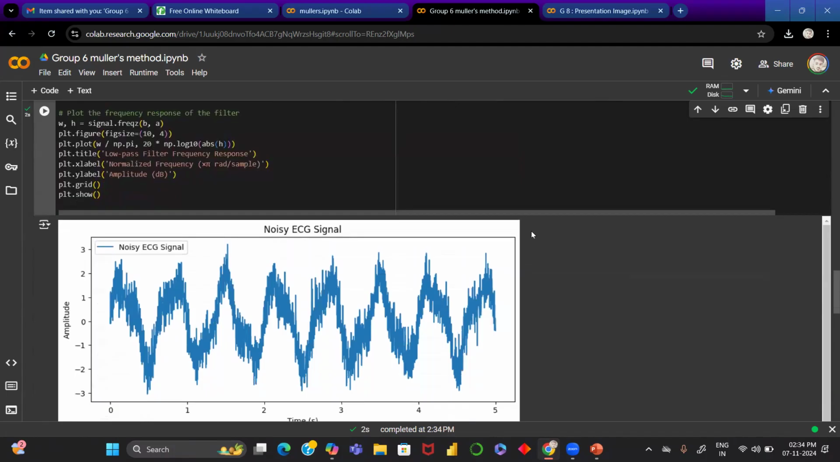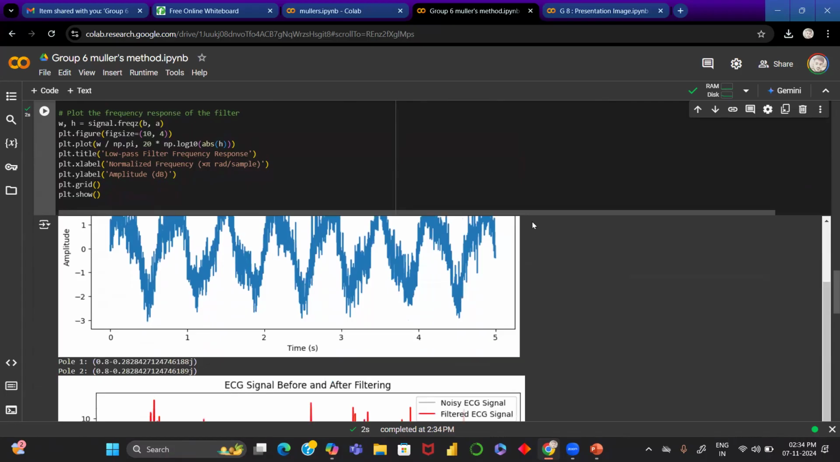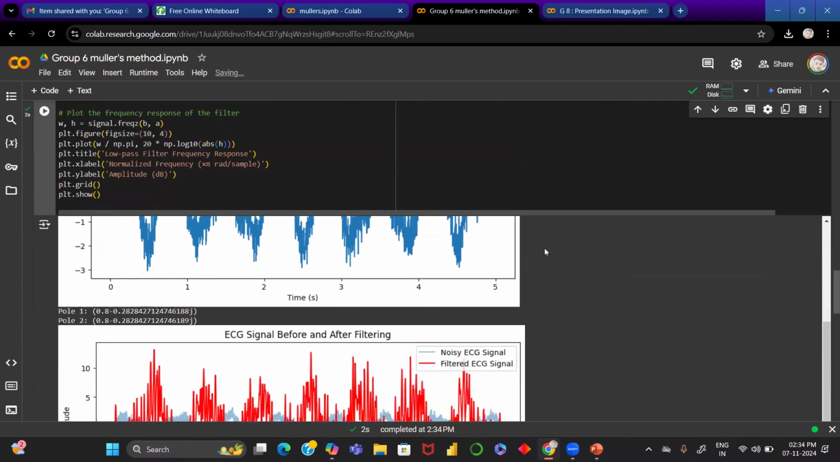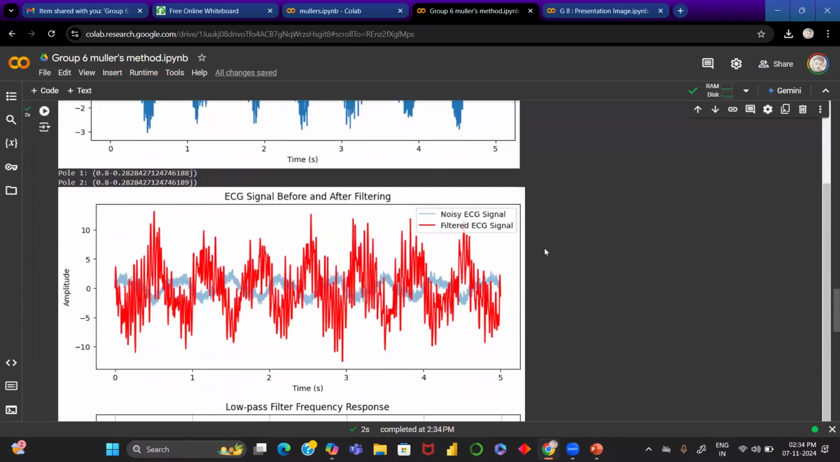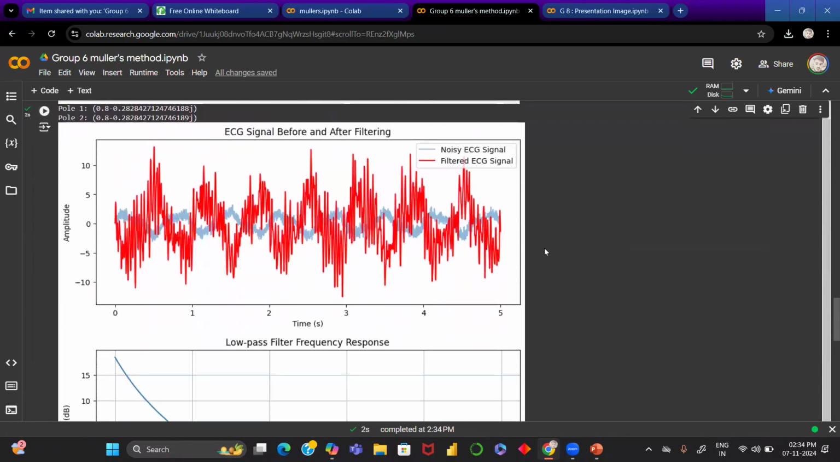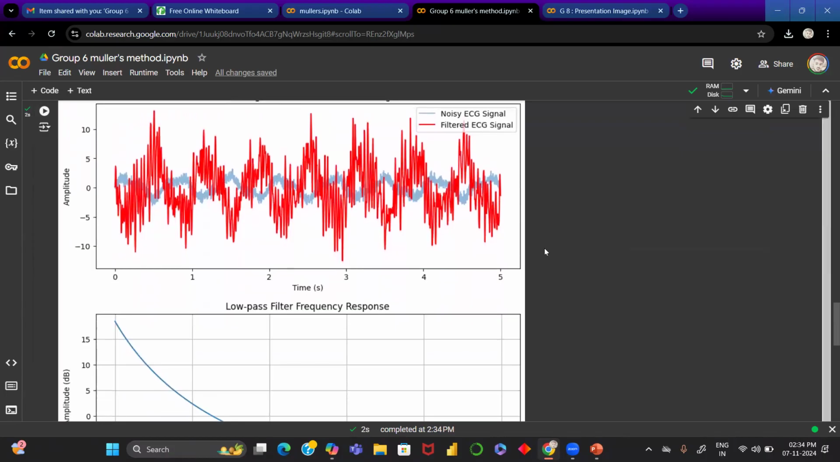So this is the noisy ECG signal, and after filtering it, you will get an image like this. This is the filtered ECG signal.